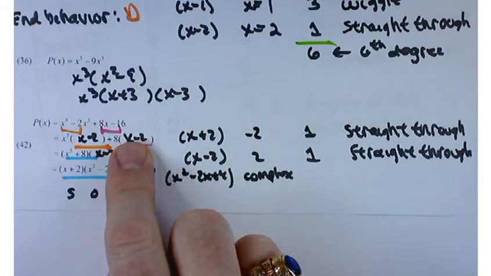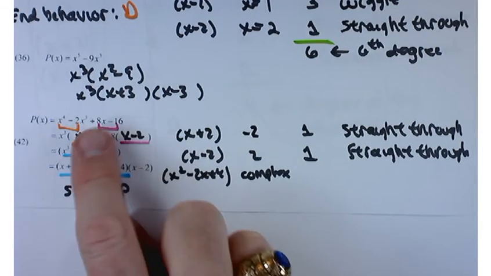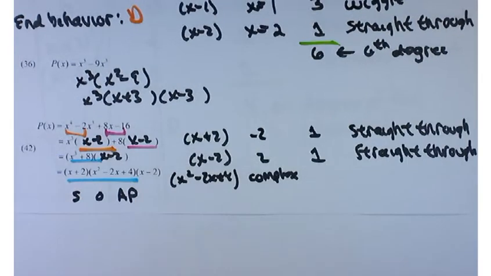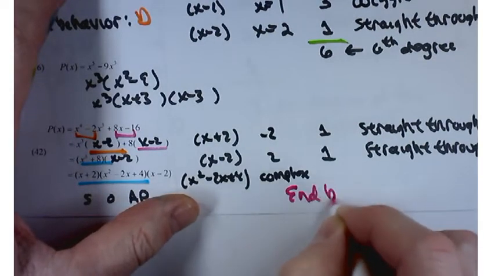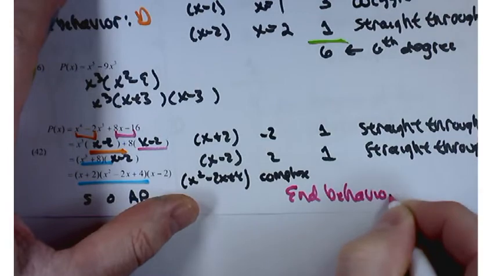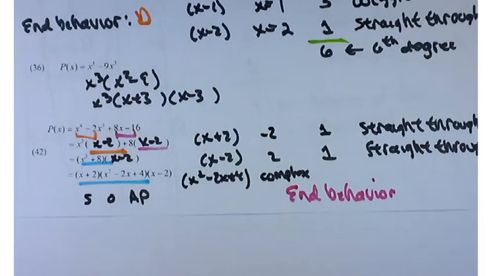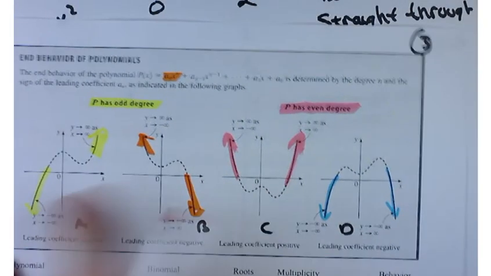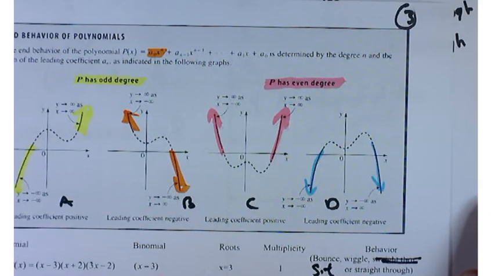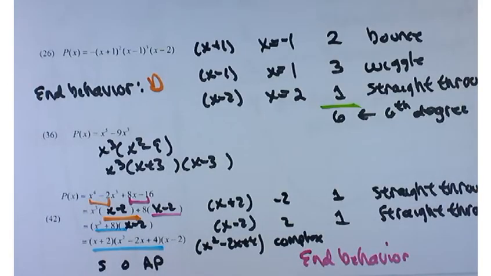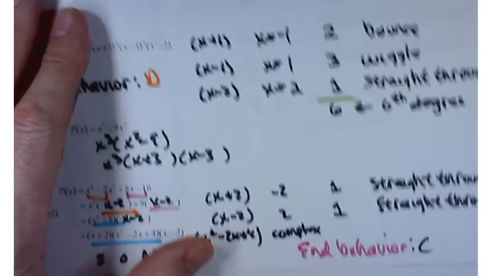What do we expect from its behavior in terms of the end behavior? Well, it has an even degree, so we can eliminate those two. Is it going to open up or open down for its end behavior? Up. So end behavior would be C, and somebody said C, thank you.